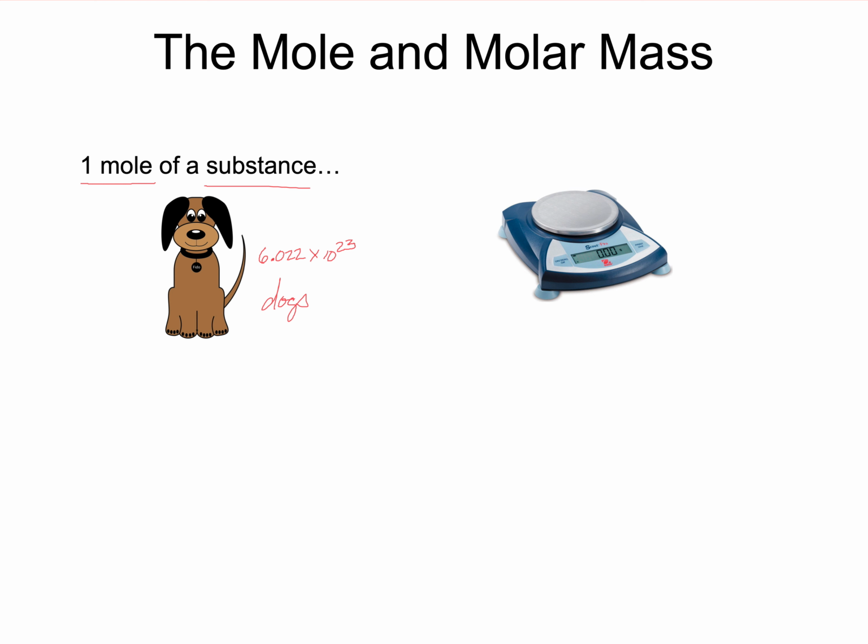And we put them on the scale. Let's pretend I have 6.022 times 10 to the 23rd dogs sitting on the scale. The reading that pops out on the scale obviously won't be 0.00, but the number that comes out is what we will call the molar mass. That's the mass in grams of any particular substance, in our case dogs, if you have a mole. So we're going to call that the molar mass.